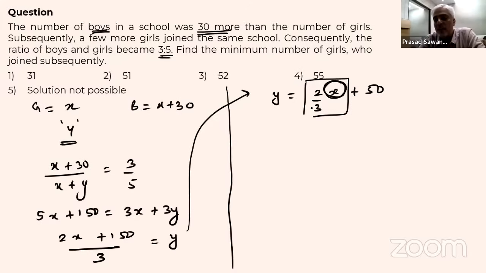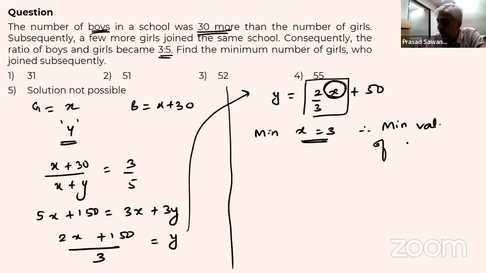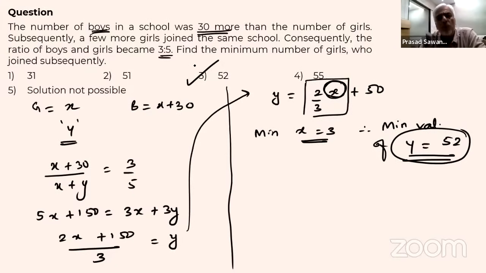So the minimum value for x will have to be 3. If the minimum value of x is 3, then the minimum value of y will be how much? Put x as 3 and we get 52. So the answer is 52, which is the third option. I will try and show one more approach.